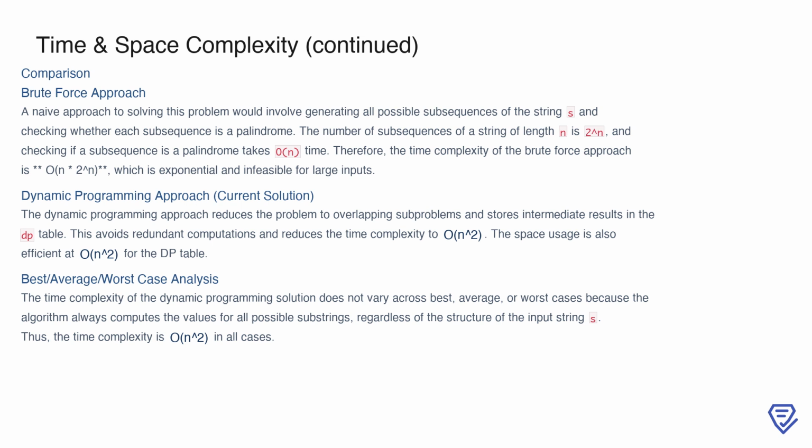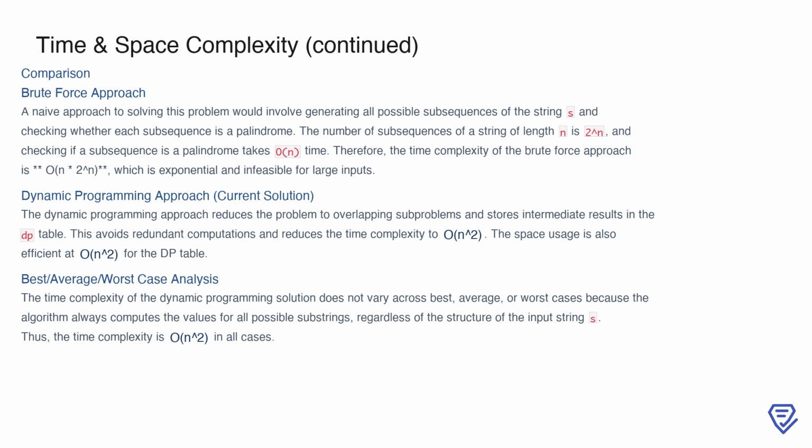In contrast, the dynamic programming approach avoids redundant computations by breaking the problem into overlapping subproblems and storing intermediate results. This reduces the time complexity to O(n²) and the space complexity to O(n²). It's also worth noting that the performance of the dynamic programming solution remains consistent, with a time complexity of O(n²) in the best, average, and worst cases, as the algorithm always processes all possible substrings regardless of the input string structure.